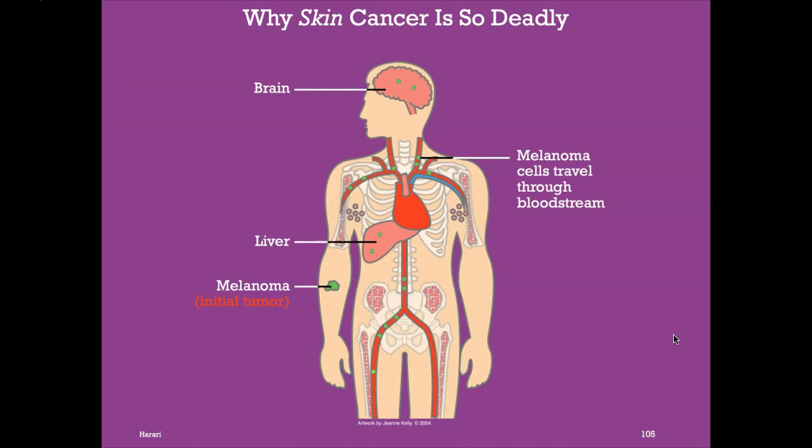Why skin cancer? Skin cancer doesn't sound that bad. Oh, it's skin. Well, what started off as a melanoma, which is a skin tumor, traveled through the bloodstream to the liver and the brain. And when you have a brain tumor or a liver tumor, that's a lot more deadly, but it's still called melanoma. Right? We call cancers based on where the tumor formed initially. So again, skin cancer could be very, very deadly.